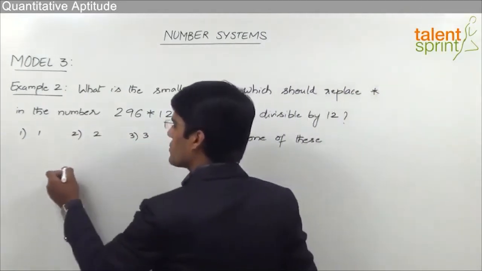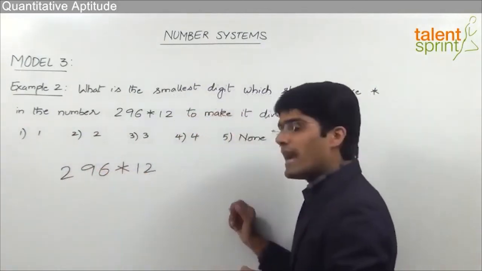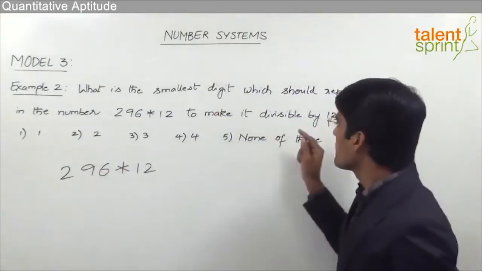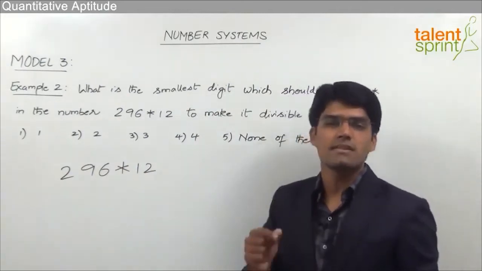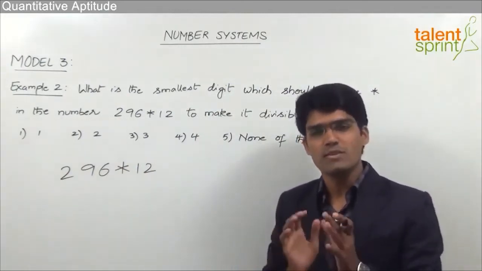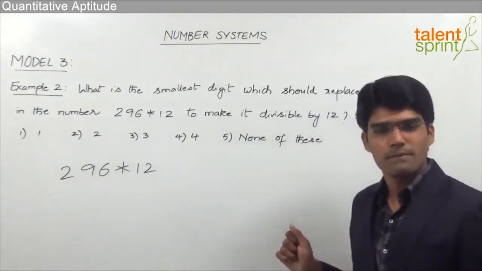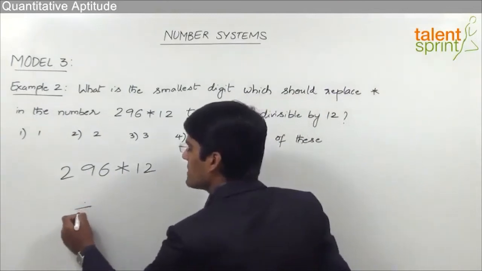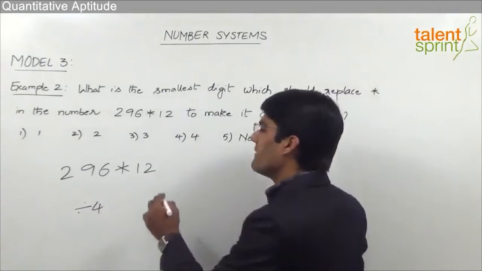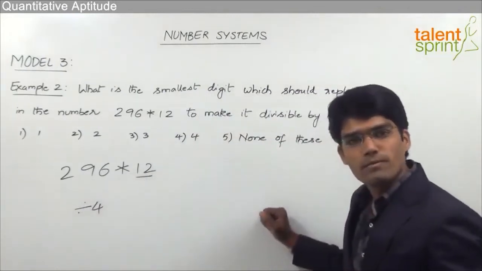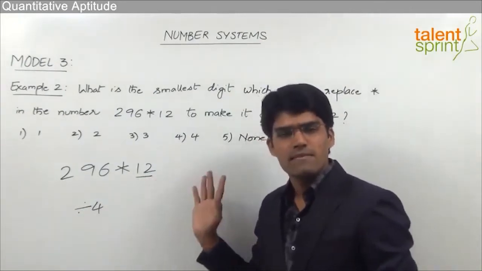Now the given number here is 296 star 12, and this number has to be divisible by 12. We very well know that a number is divisible by 12 only when it is divisible by 3 and by 4. So let us go by the divisibility for 3 and 4 to check what comes in place of star. Let us first find out the divisibility by 4. We know that a number is divisible by 4 only when the last 2 digits form a multiple of 4. Here the last 2 digits, 12, is a multiple of 4. So definitely this number is divisible by 4.